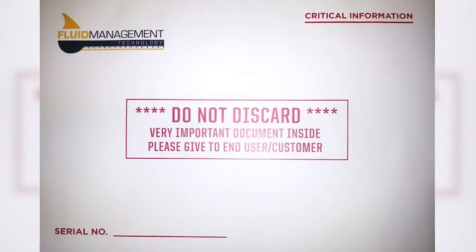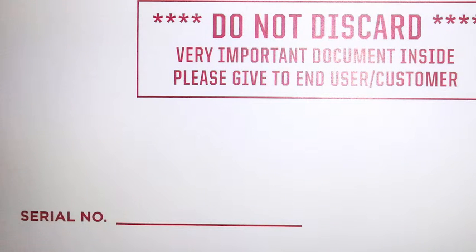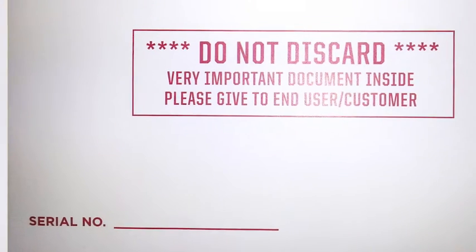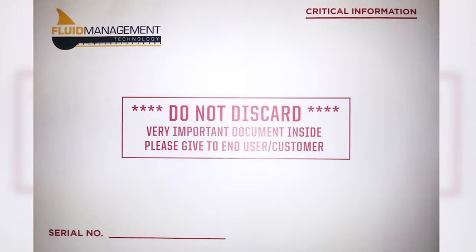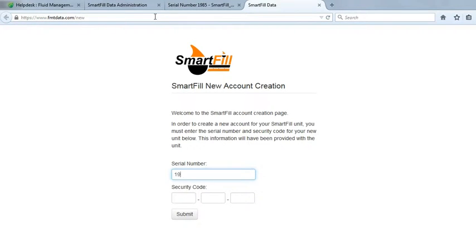On delivery, your SmartFill package should contain your SmartFill serial number and security code to set up the website. This information is in a large white envelope inside the box that contained your SmartFill unit. Just open up any web browser and type the address www.fmtdata.com/new, and you will be taken to the product registration page. Type in the unit serial number and the security code, and you will be taken to the admin registration page.